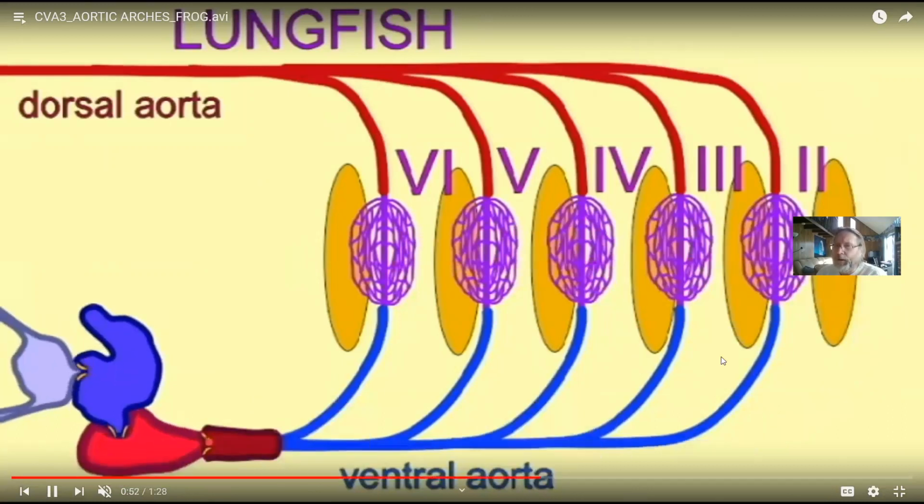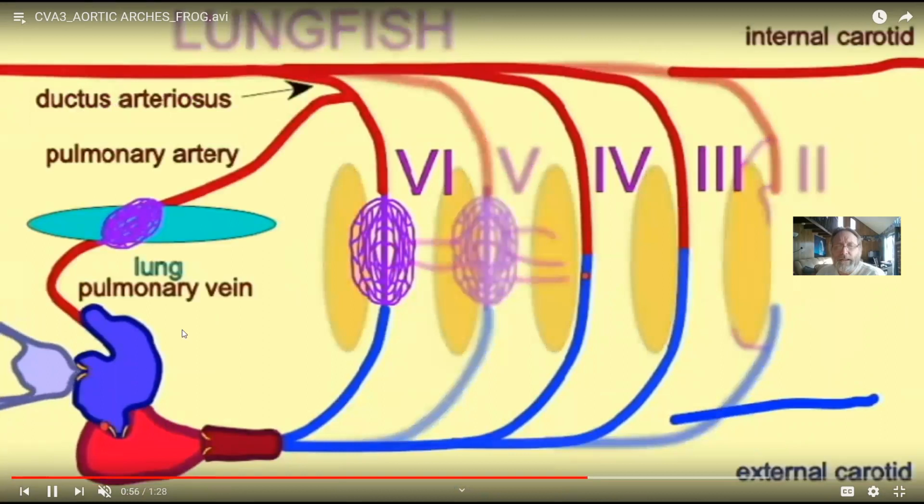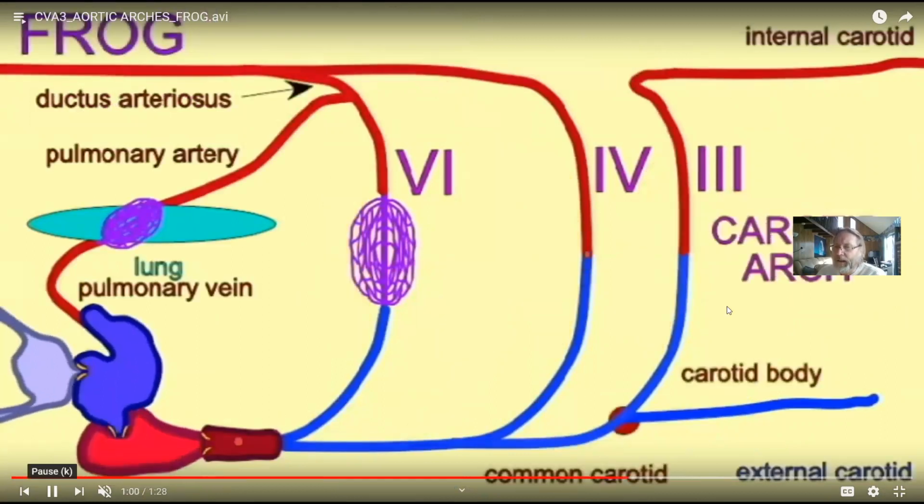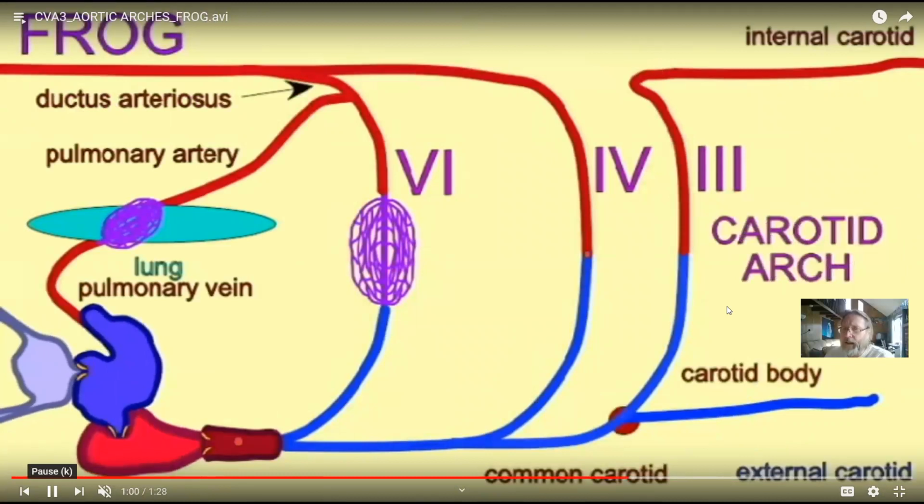Once again, starting off with those basic aortic arches, we have an internal carotid and external carotid. There are lungs in the frog, but now notice we've reduced the aortic arches to three. The third aortic arch, the fourth, and the sixth. The third then becomes the carotid arch, which services the head.